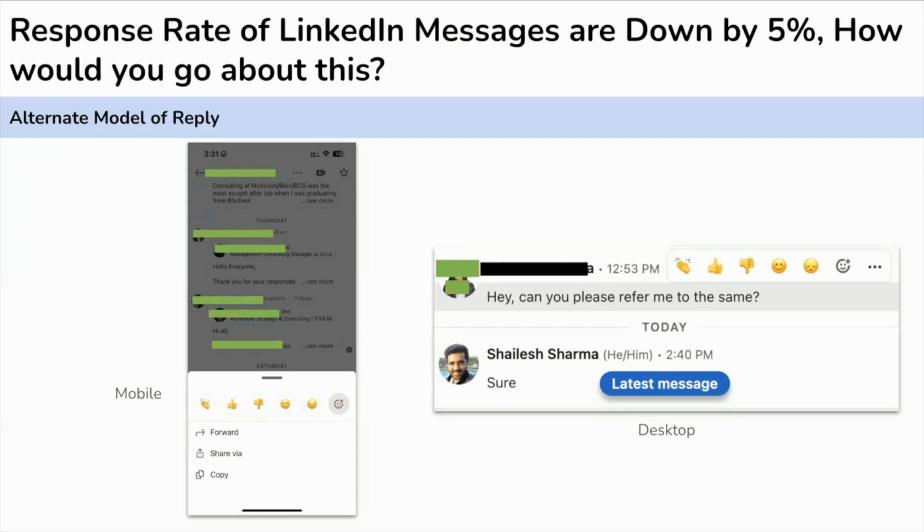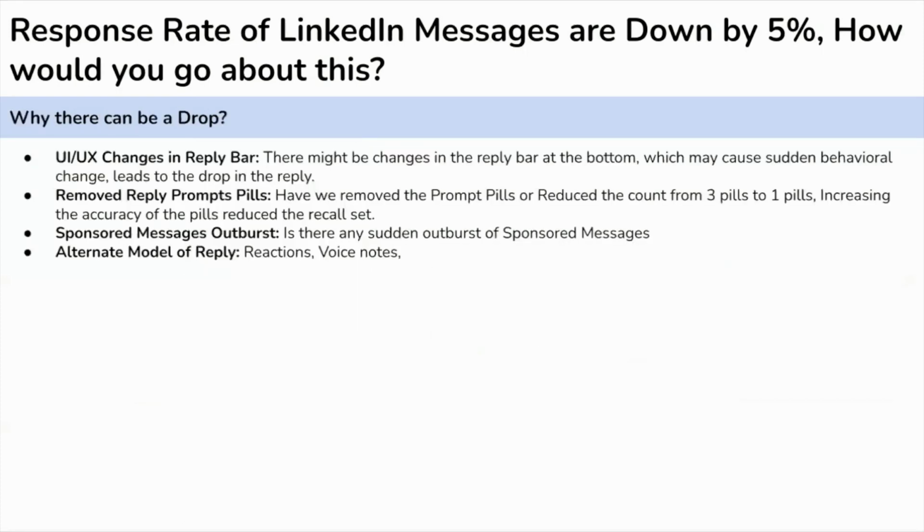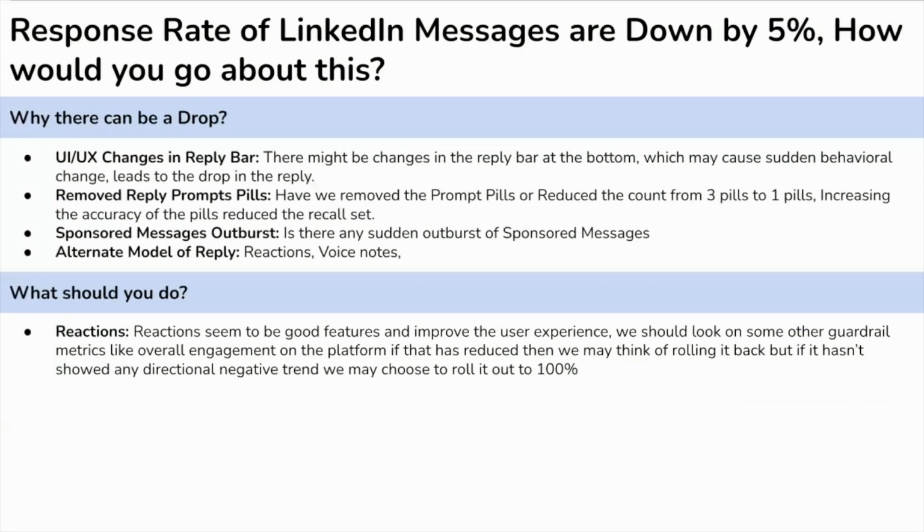Now that we know what has caused this drop in the response rate, it is time to think about whether it is good or bad. So how should we proceed now? From the customer point of view, it looks like a great feature, right? Because they're using it, but our text response rate is also going down, right? So what we will do is look into overall platform engagement. If the overall platform engagement is also going down, then we may think of rolling back this feature. But if there is no directional negative impact on overall platform engagement, in that case, we may choose to roll out this feature to 100%. This is how we should go about this.